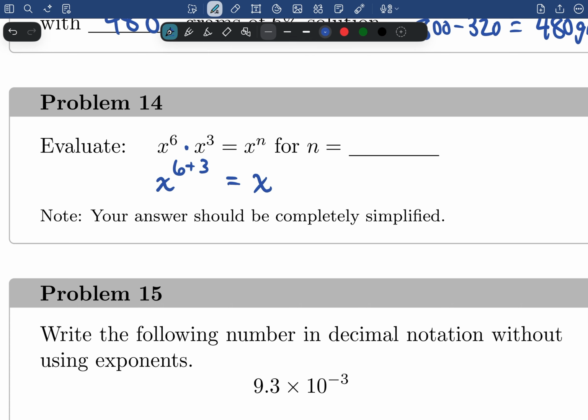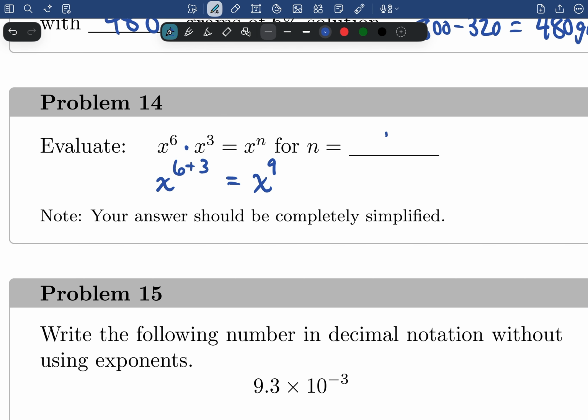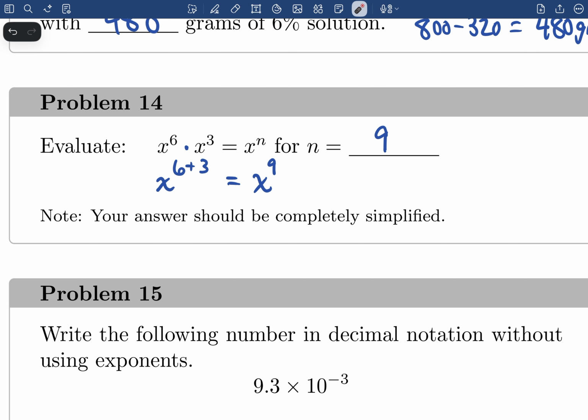And cleaning that up, I get x to the 9th, right? 6 plus 3 is 9. And so I found my answer. X to the n is x to the 9th. So n must be 9. And that's how I'll report it. N equals 9, that exponent that I found.